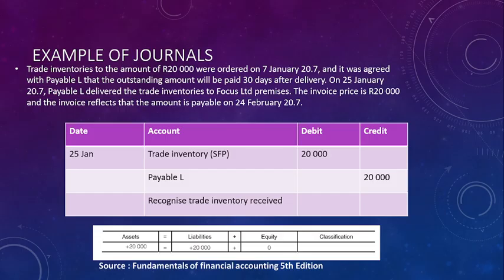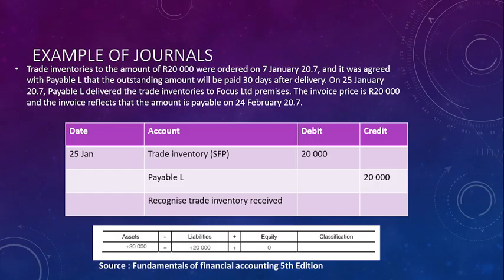Trade inventories to the amount of 20,000 were ordered on the 7th of January 2007. And it was agreed with payable L that the outstanding amount will be paid 30 days after delivery. On the 25th of January 2007, payable L delivered the trade inventories to Focus Ltd premises. The invoice price is 20,000 and the invoice reflects that the amount is payable on the 24th of February 2007. Now, let's go on to the date.